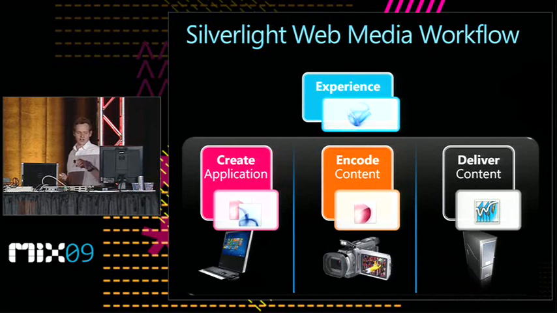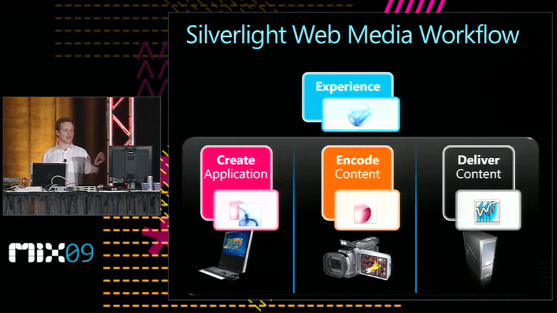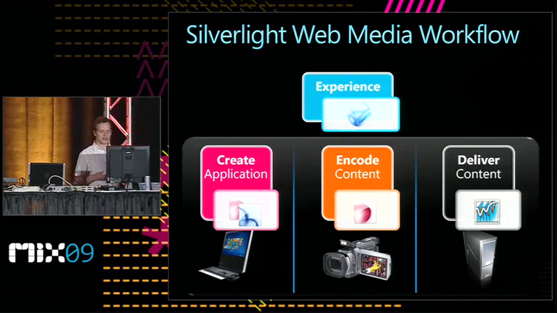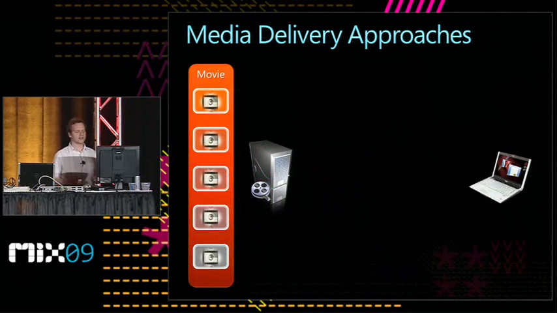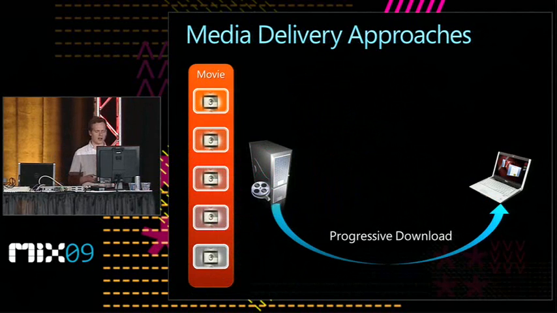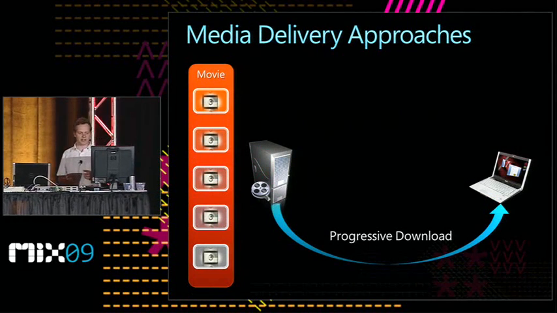So what I want to do is actually start at the end and work backwards. I want to give you a little bit of context around the delivery so that we can then drill in and talk about encoding in the context of smooth streaming. This is a slide that you may have seen before, and it just describes some of the ways that media can get delivered.